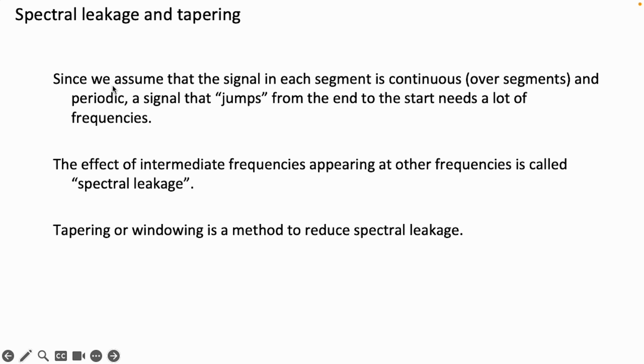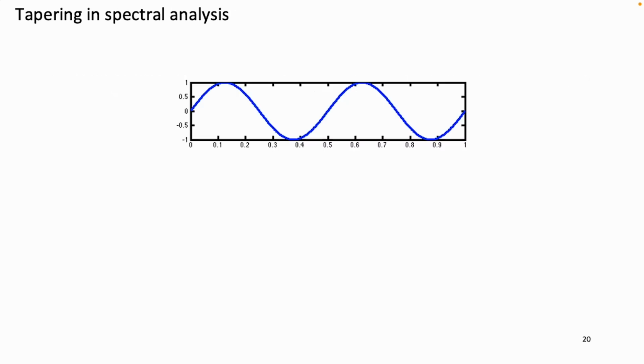And we're assuming that it's periodic and that it fits within the window. So a signal that jumps from the end to the start is going to need a lot of frequencies. And the effect of intermediate frequencies appearing at other frequencies is called spectral leakage. And I'm going to show this in the next slide. So tapering or windowing is a method to reduce spectral leakage.